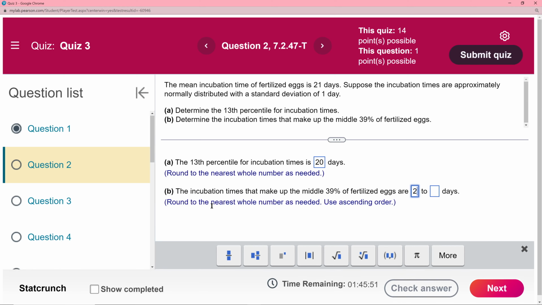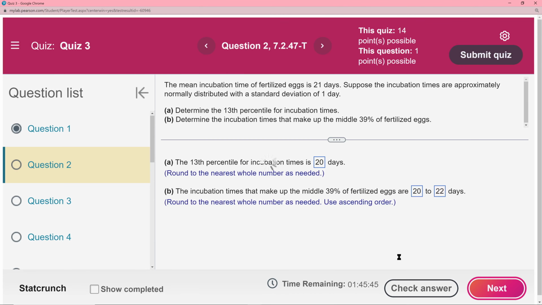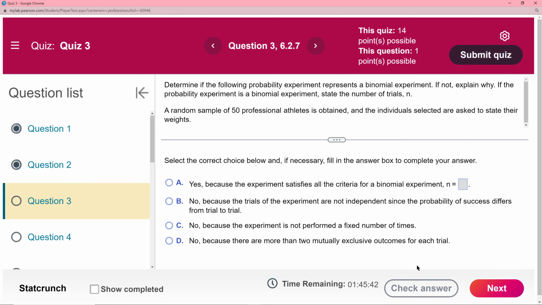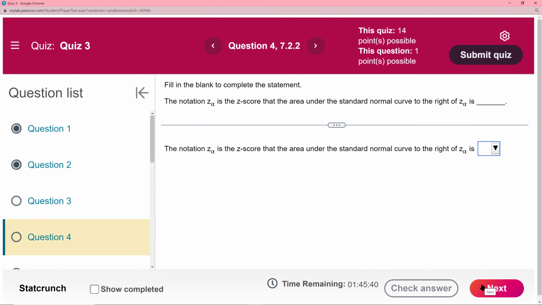They want to round to the nearest whole number, so okay, 20 and then 22. It's kind of weird. All right, let's keep going. All right, Z alpha.